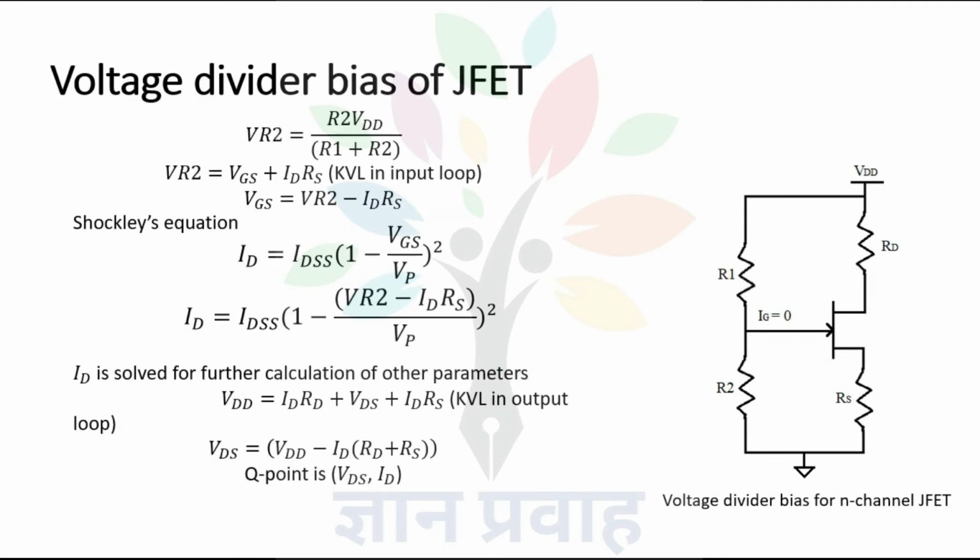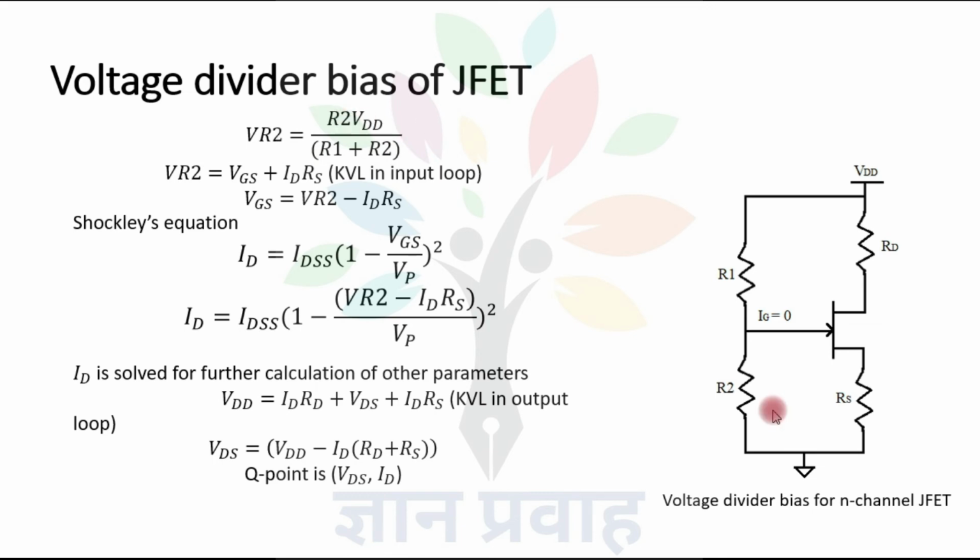Voltage divider bias of JFET. The configuration for voltage divider bias is given here. Two resistances R1, R2, source resistance RS, drain resistance or load resistance RD is connected. We can calculate the voltage drop across this R2 by applying voltage divider rule. So by applying voltage divider rule, voltage across R2 is VR2, and VR2 always equal to R2 upon (R1 plus R2) into VDD.